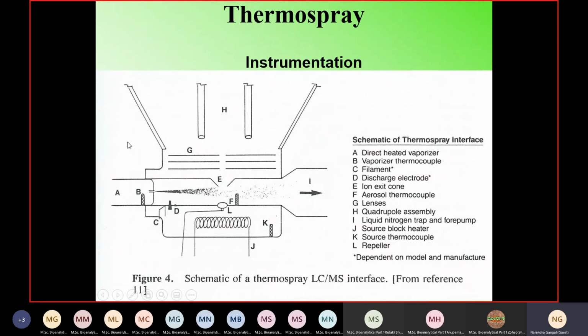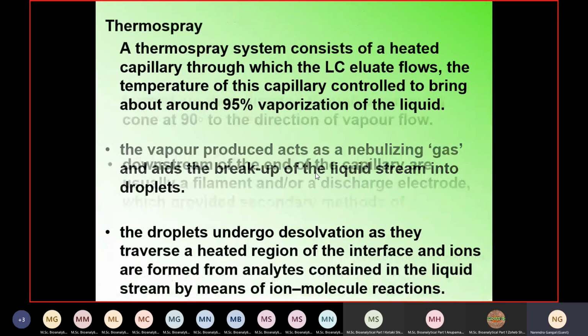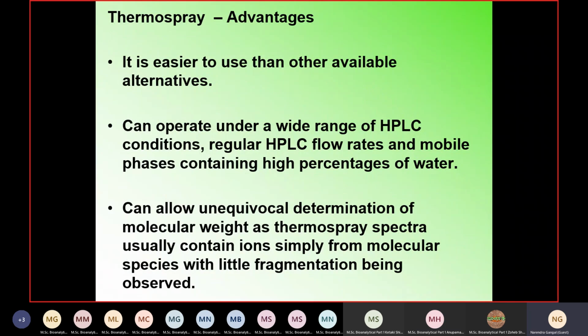So this portion is typically at a very high vacuum. This portion is kept at a high vacuum, whereas here the vacuum is low, here the vacuum is low. Yes, sir. So these are already seen.